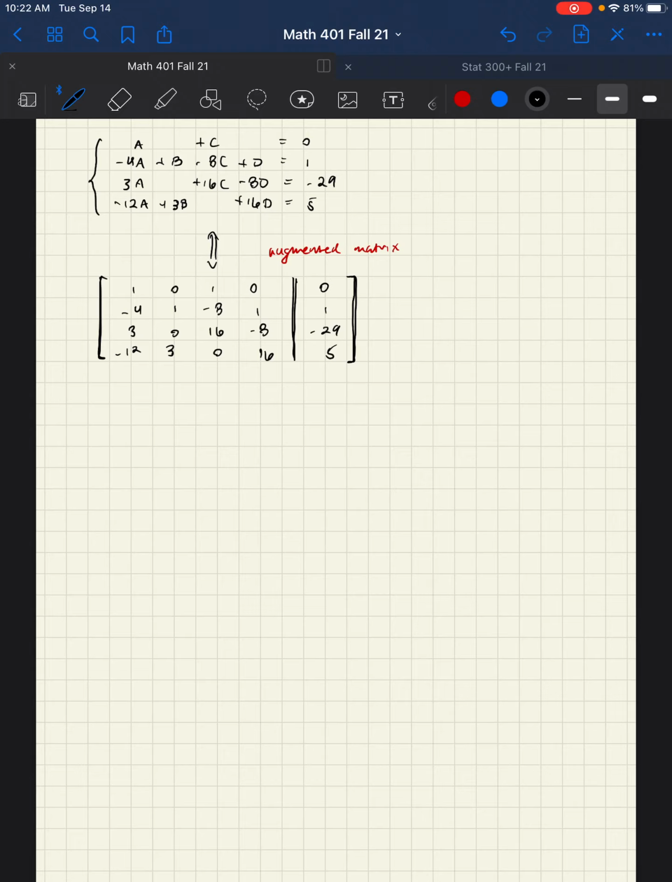Okay. So when we do this, that means we're going to be trying to get it in the form that looks like this: 1, 0, 0, 0, 0, 1, 0, 0, 0, 0, 1, 0, 0, 0, 0, 1, and then some values here, C1, C2, C3, C4, that hopefully are going to be the answer, right?